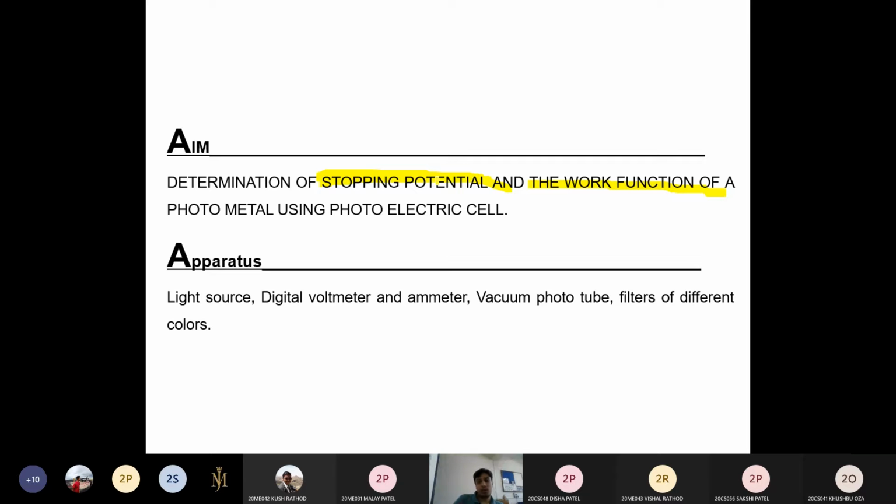Because as per Ohm's law, V equals IR, the voltage you apply is directly proportional to the current. But here we are not applying any kind of potential difference, and still we are getting some current. That is because of what? That is because of this phenomenon, the photoelectric effect.